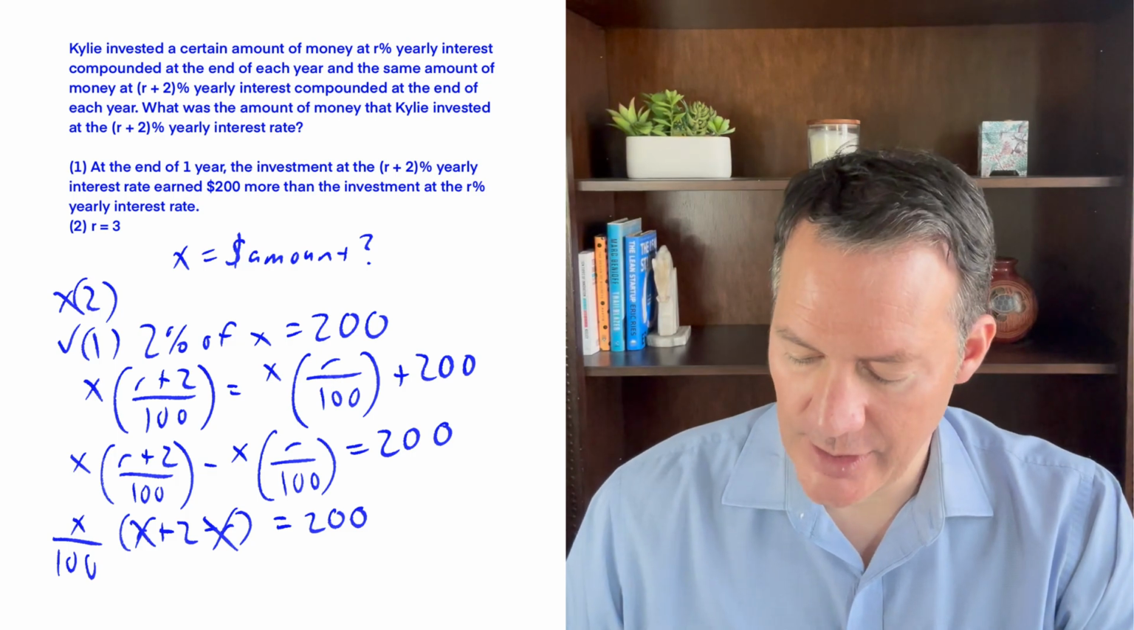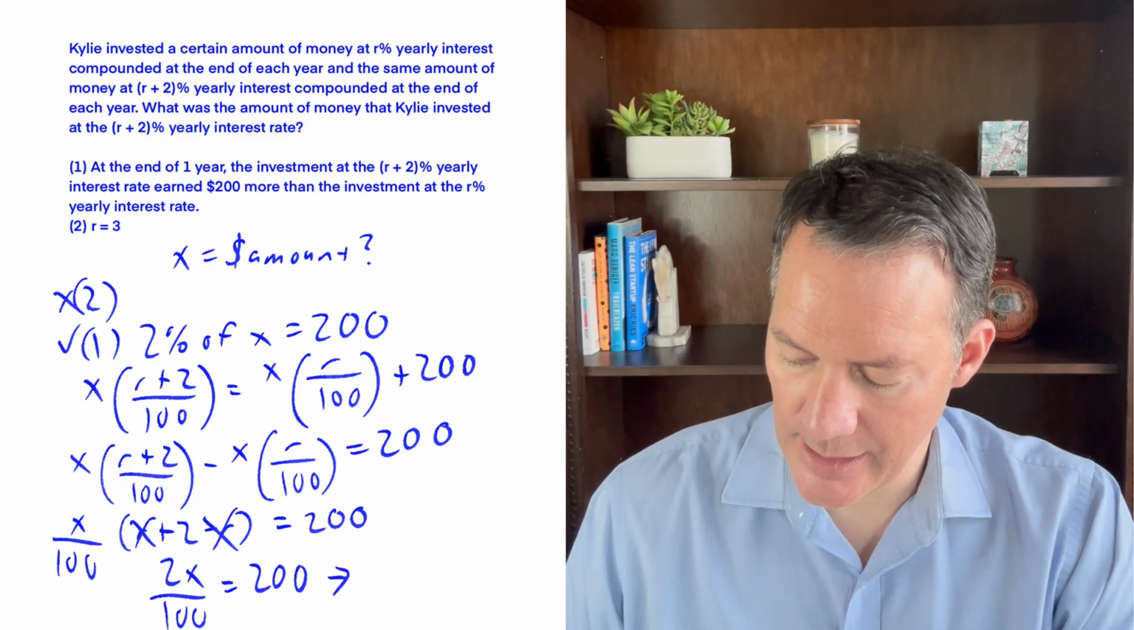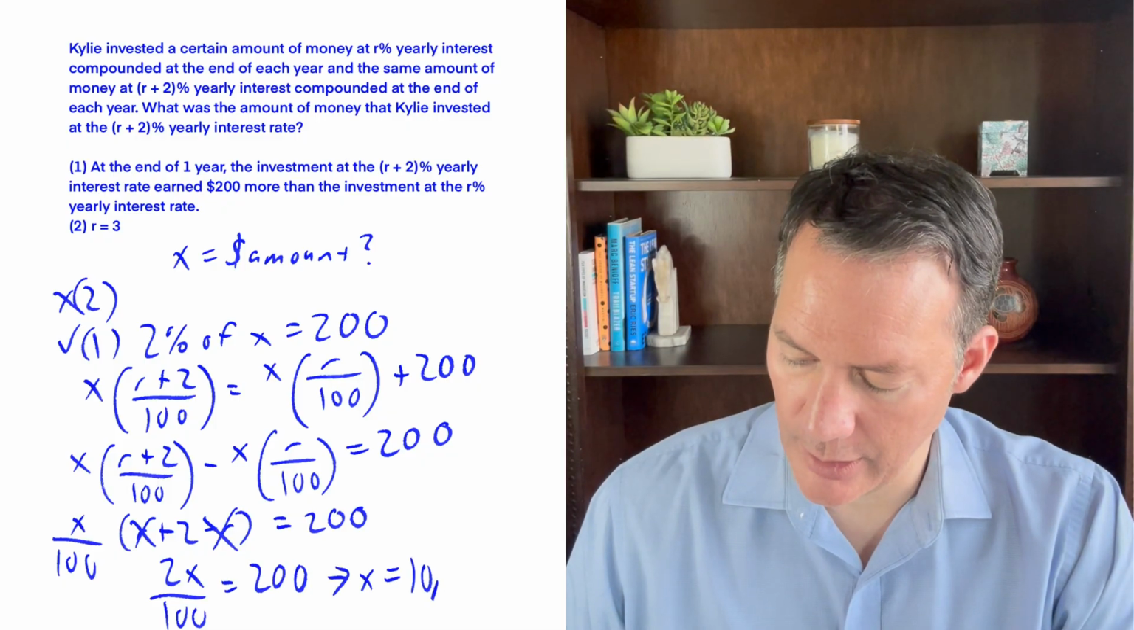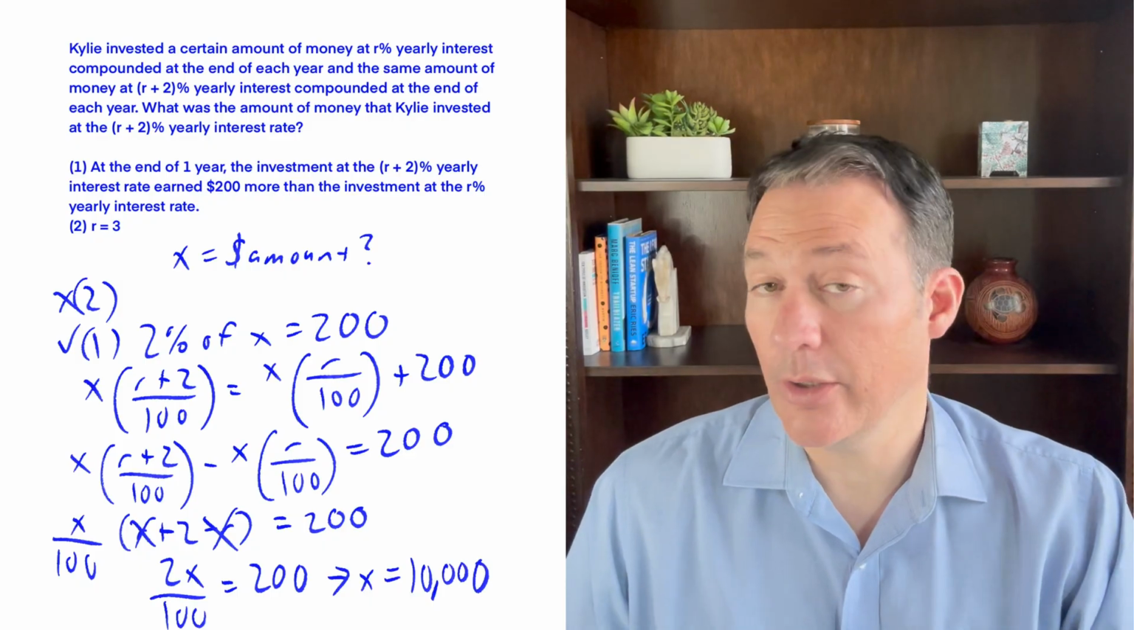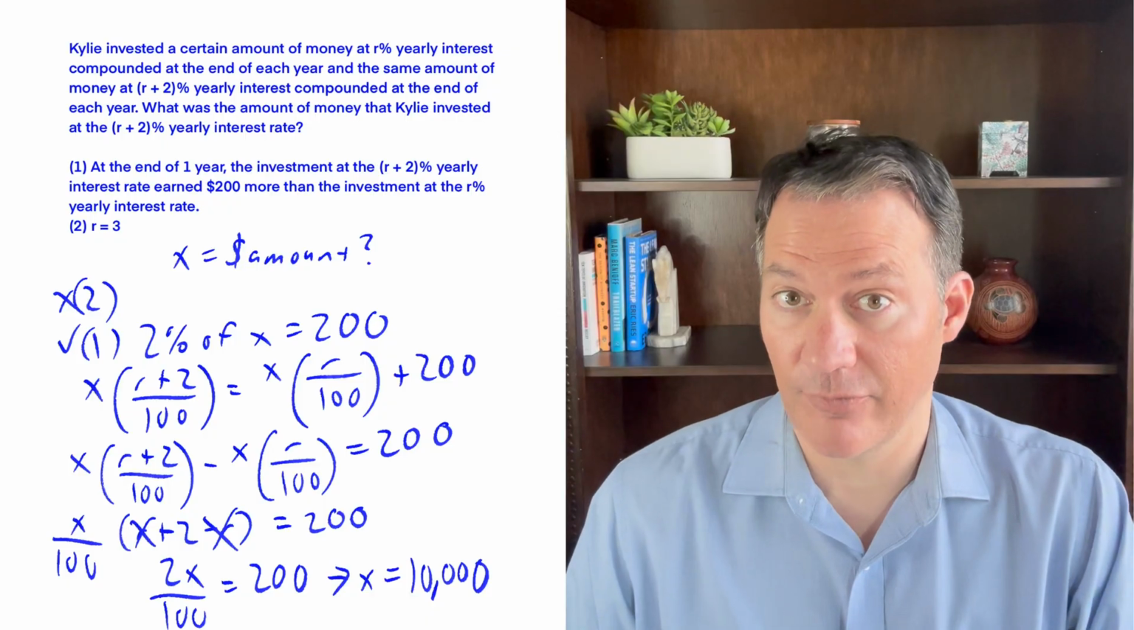But again, to demonstrate, I'll go through the rest. So we have 2X over 100 equals 200. And that's going to tell us that X equals 10,000 if we work it all the way through. But again, we don't need to know that, right? We don't care that X equals 10,000. We just care that we could solve for it, right?